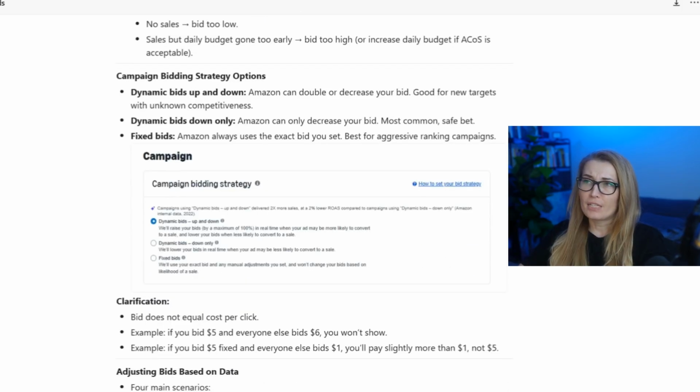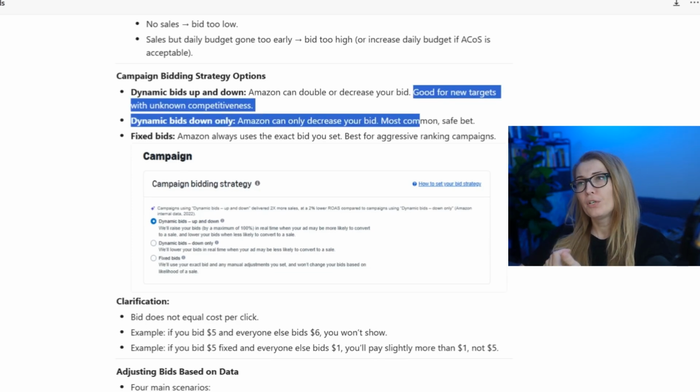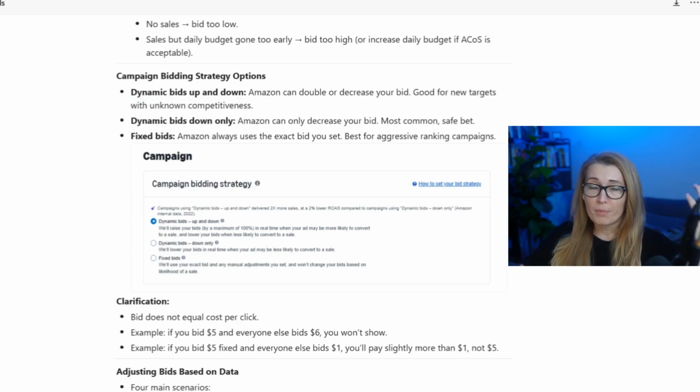There's also something else that I wanted to talk to you about, which is bidding strategy. So we have 3 options when it comes down to bidding strategy whenever you're creating your campaigns. Now, highly dependent on whatever your bidding strategy is, also the outcome of your bids is going to be. So we have dynamic bids up and down. Here, Amazon really can double or decrease your bid. This is going to be really good for new targets with unknown competitiveness.